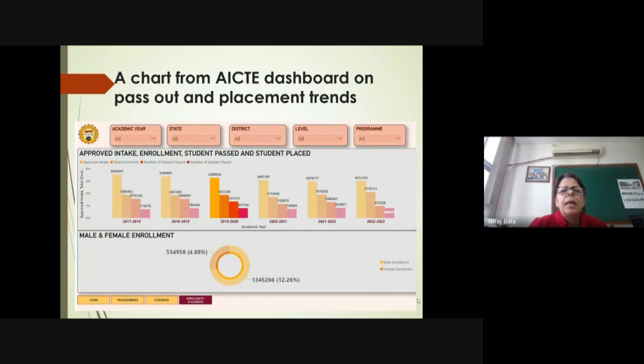Before I start, I would like to pinpoint the placement and pass out trends of our AICTE affiliated institutes. If you visit the AICTE website, on the dashboard this graph is given. I have taken this graph from the AICTE website. Over the years, this is the output of our education. What is the output of our education?